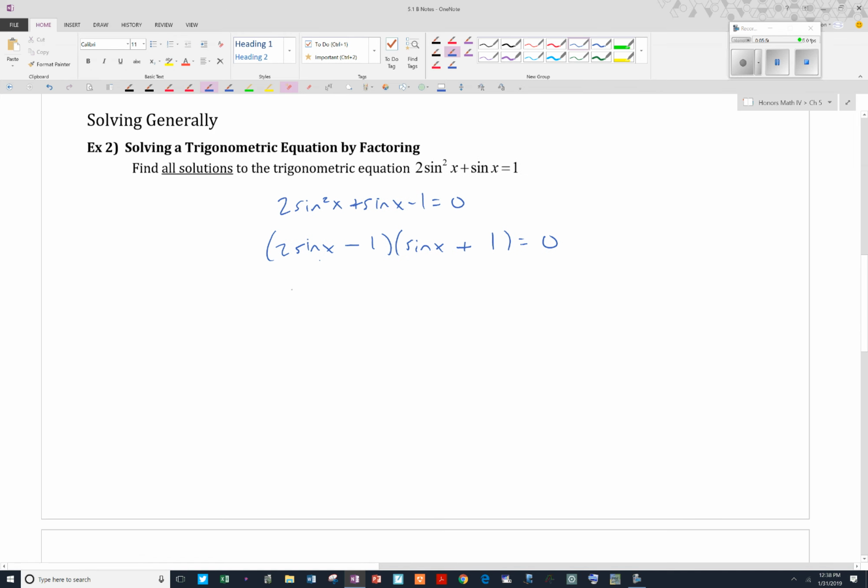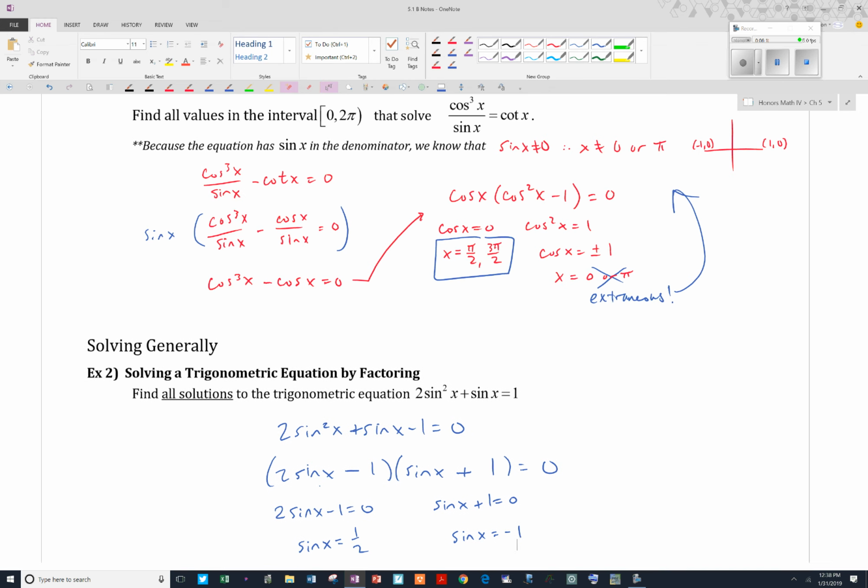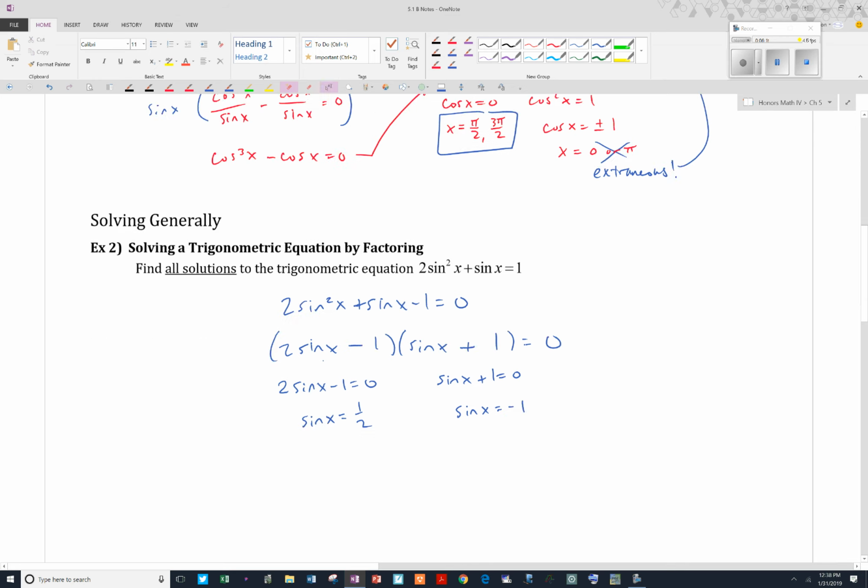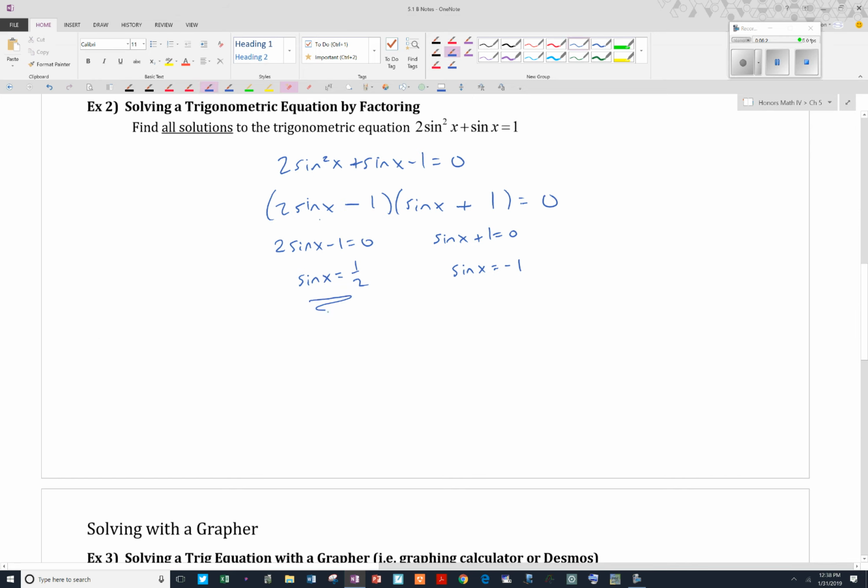Now that we've factored, we can set both of these equal to 0. So we have sine of x equals 1/2, and sine of x is going to equal negative 1. So sine of x equaling 1/2. Now you got to be careful here. We want to find all of the solutions first between 0 and 2 pi, kind of like we did up here. We want to find all the solutions between 0 and 2 pi that would make this equation true.